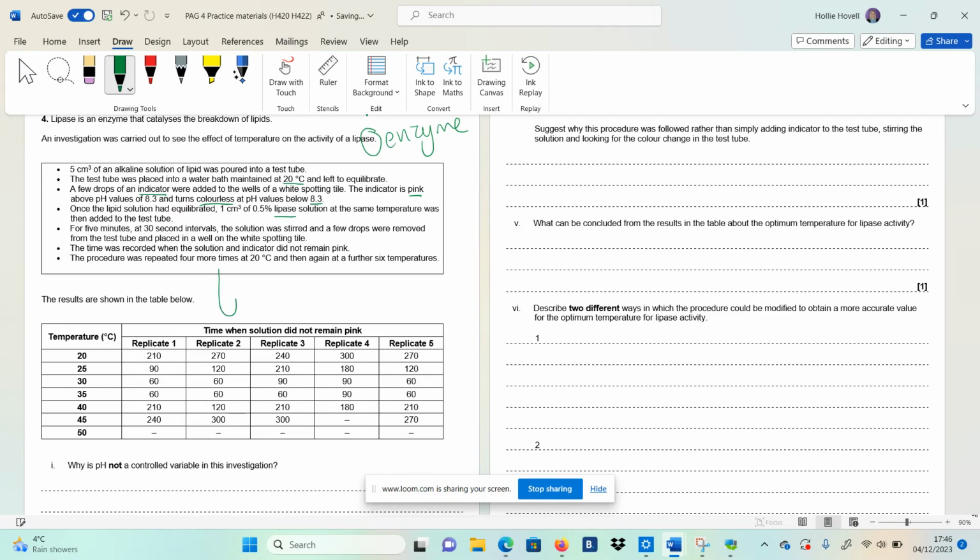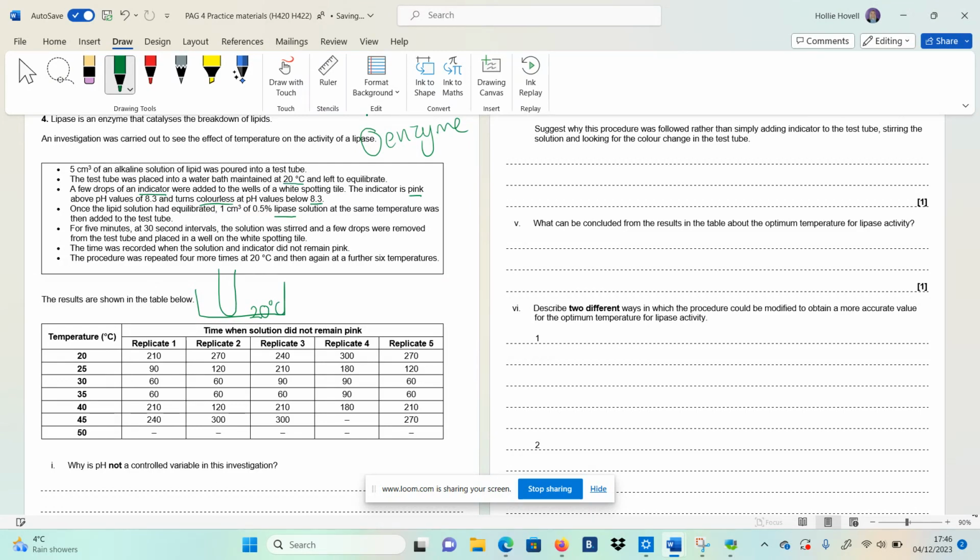Right, so sometimes I find these all a bit overwhelming, with so much information. So I like to draw an image to make it clearer. So you're welcome to do this in your exams. So it's in a water bath. The water bath is at 20 degrees C.